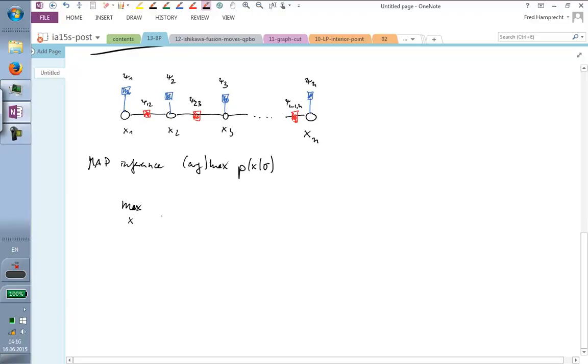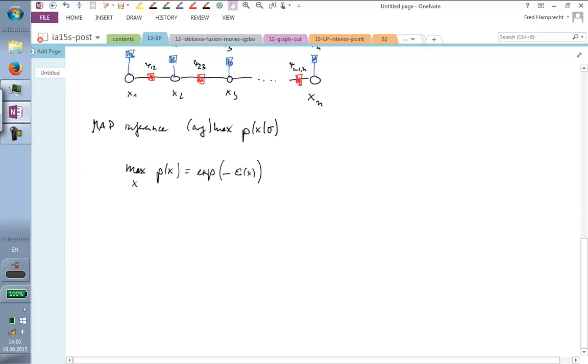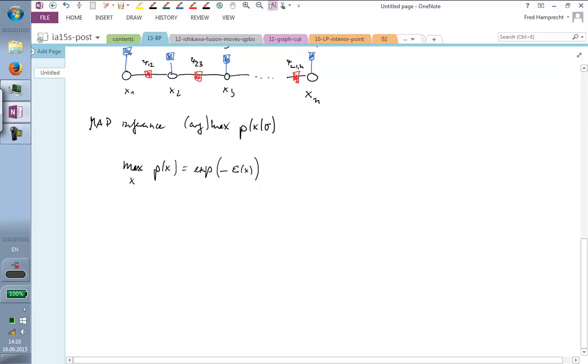So I want to maximize over x the probability of x. It's dirty notation, but I'm omitting the O here. And if I write it as a Gibbs measure, this is e to the minus the energy of x. And I can take the logarithm of this, or any other monotone function, and then I can write that I want to maximize minus the energy of x, or I could equivalently say I want to minimize the energy of x. Today I will talk about maximization, and that will introduce lots of minuses everywhere. I do that because it's often called max-product belief propagation.